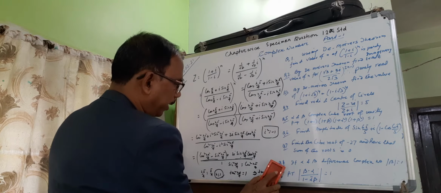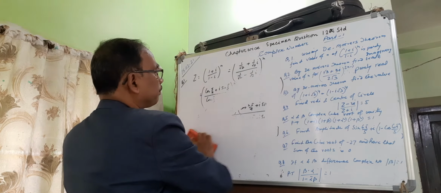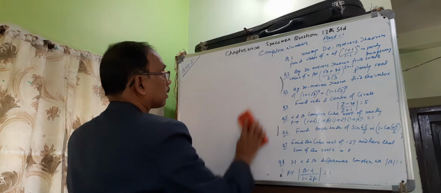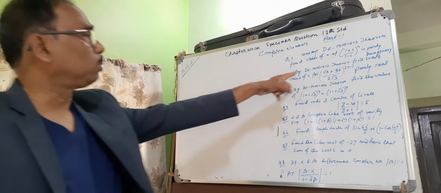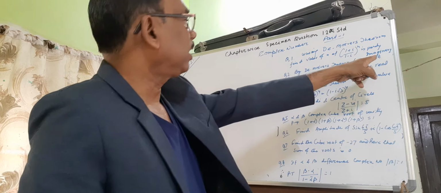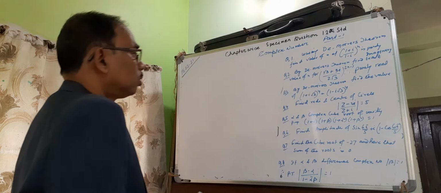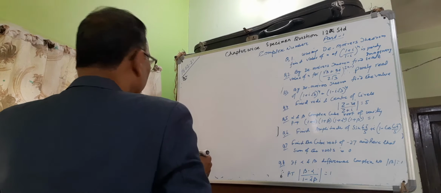Okay, do next sum. Sum number 2. Again by De Moivre's theorem, find the least value of n for which this is purely real. Let's do sum number 2.